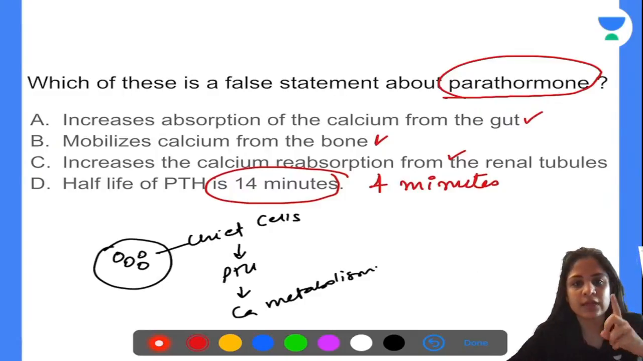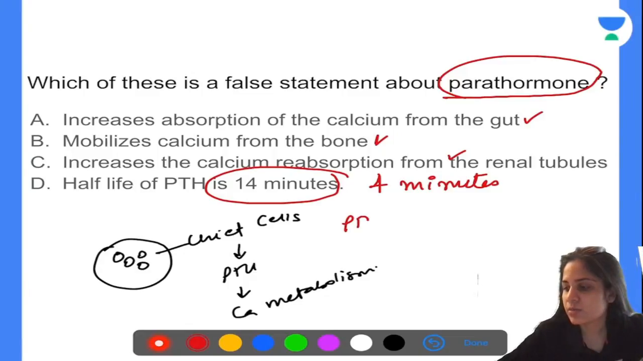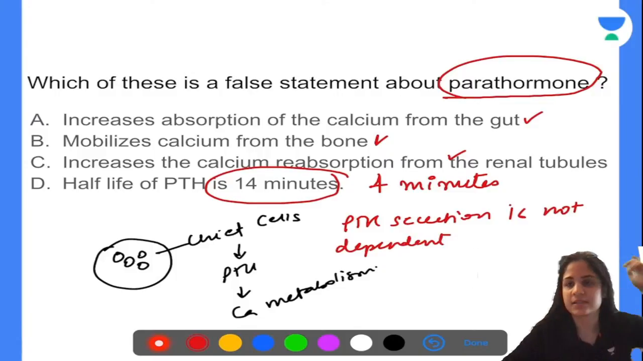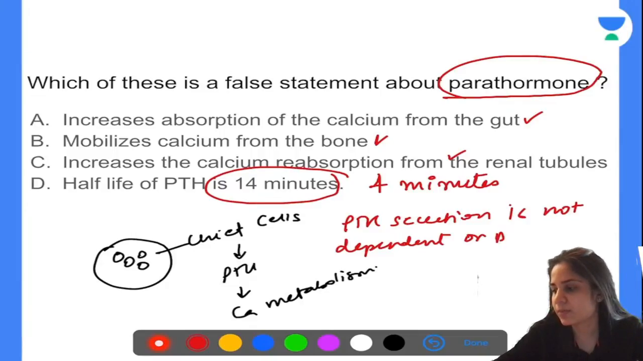One more thing that you need to know is, parathormone secretion, unlike most of the hormones in the body, does not depend on the pituitary gland for its secretion. In fact, the negative feedback mechanism comes from the serum calcium levels. Okay, so it is not dependent on pituitary gland.